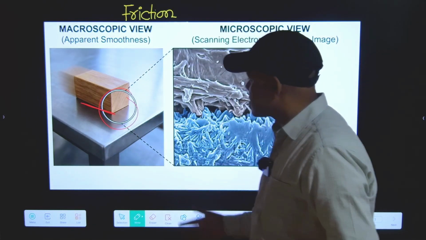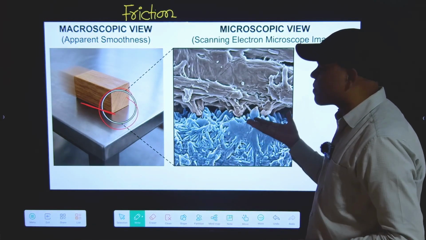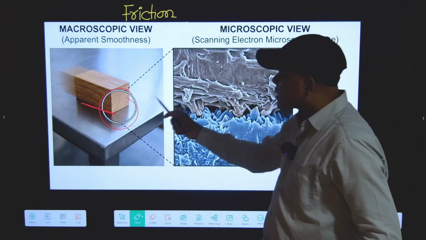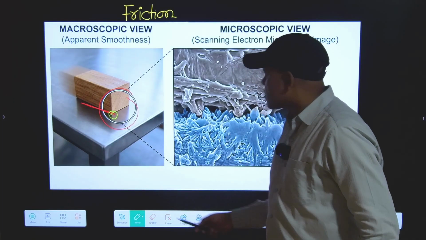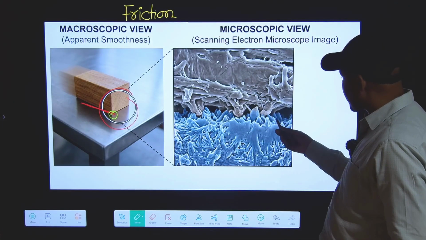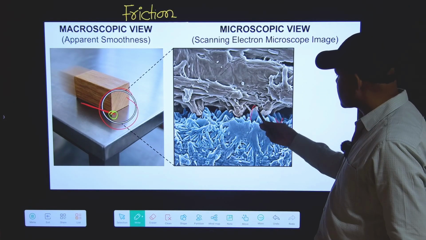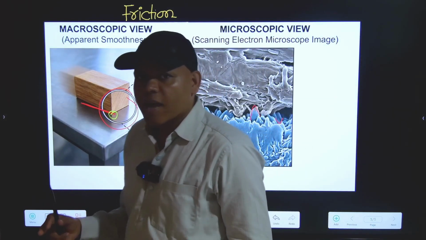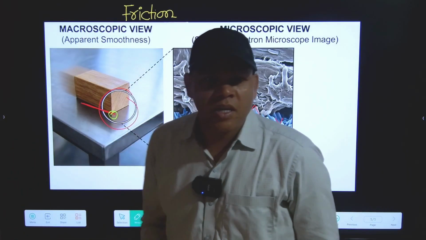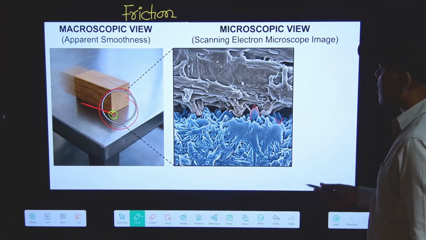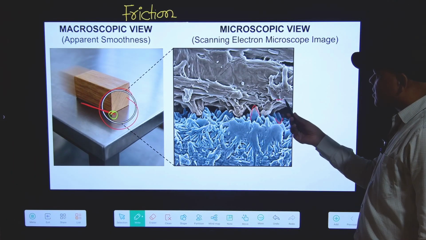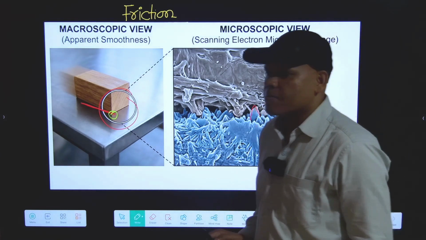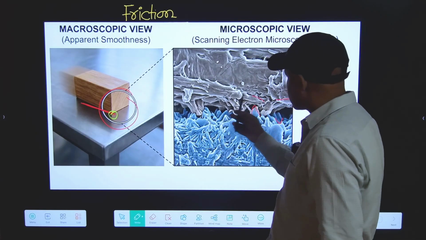The same surface, when taken through the electron microscope, looks like this image. At a microscopic level, you can see there are valleys and peaks, right, and the valleys and the peaks of these two surfaces have got interlocked. When they are interlocked, if you try to make one of the surfaces move over the other surface, this is going to resist the relative motion, right. So, this is where the resistance comes into the picture.